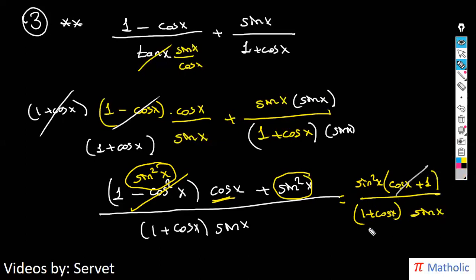So we can cancel cosine x plus 1. Here, let's cancel sine x and sine x. So only 1 sine x left. So the final answer is sine x.